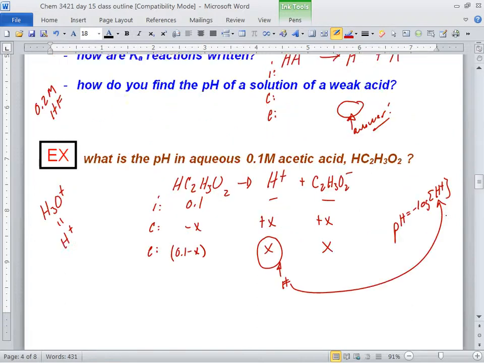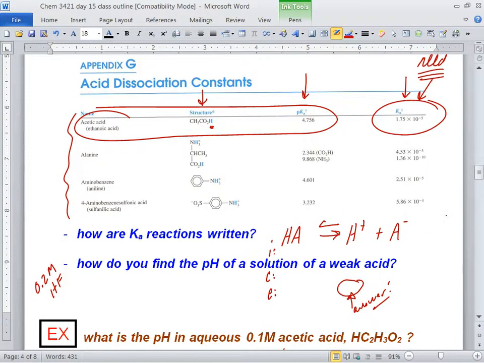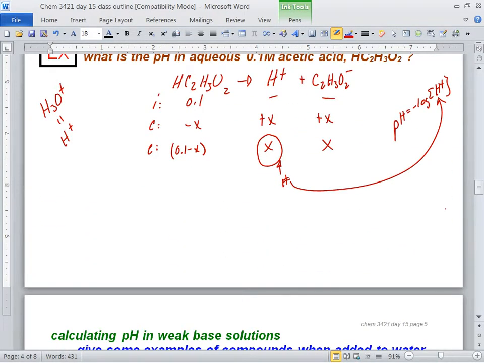Well, not Ksp, you're right, but it's the same format as Ksp. It's Ka now. And the Ka is, oh, I can't even read that. Can you read that in your notes? 1.75 times 10 to the negative 5. Do we like that negative 5 number? I like that, because you know what's coming up. And that's going to be what over what, Kelly?